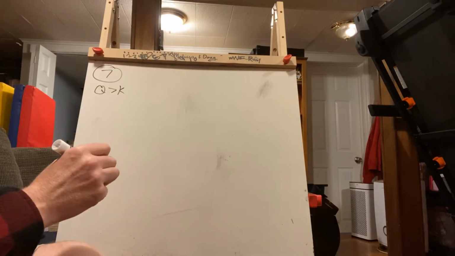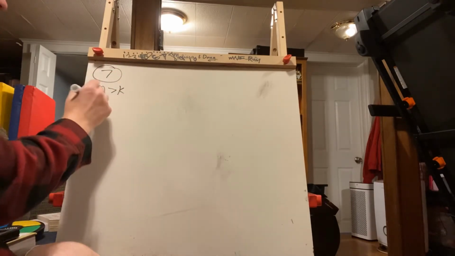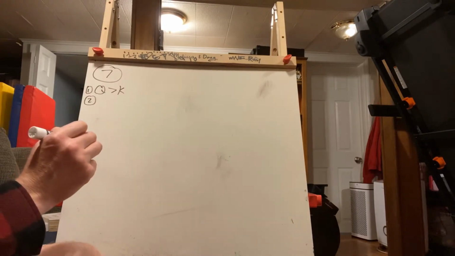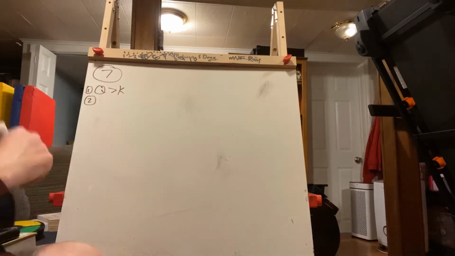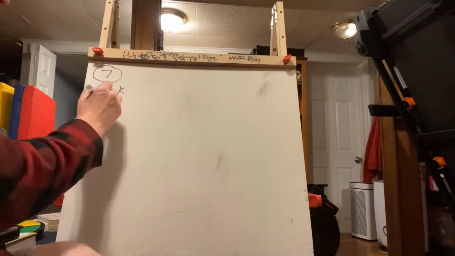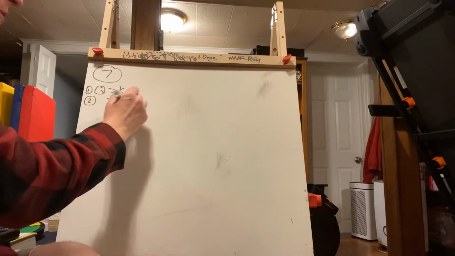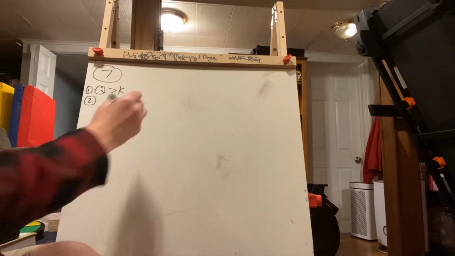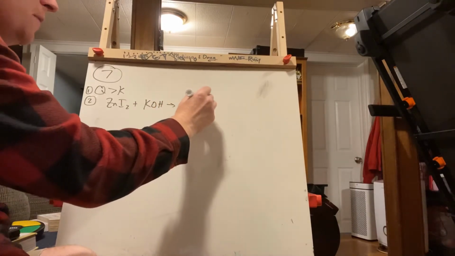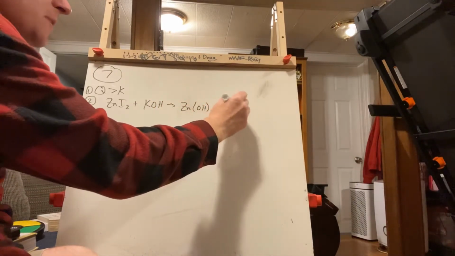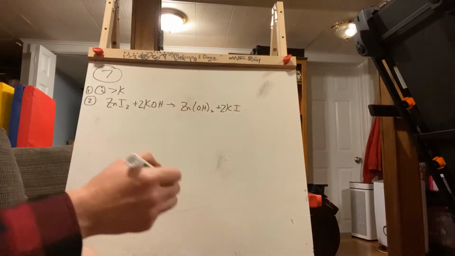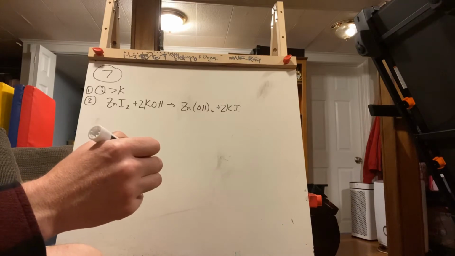So now our step 2 is going to be that thing we did way in the beginning of the year when we did concentrations of ions. So we're adding ZnI2 plus KOH gives me Zn(OH)2 plus KI. Balance. And now what we're going to do is our limiting reactant.